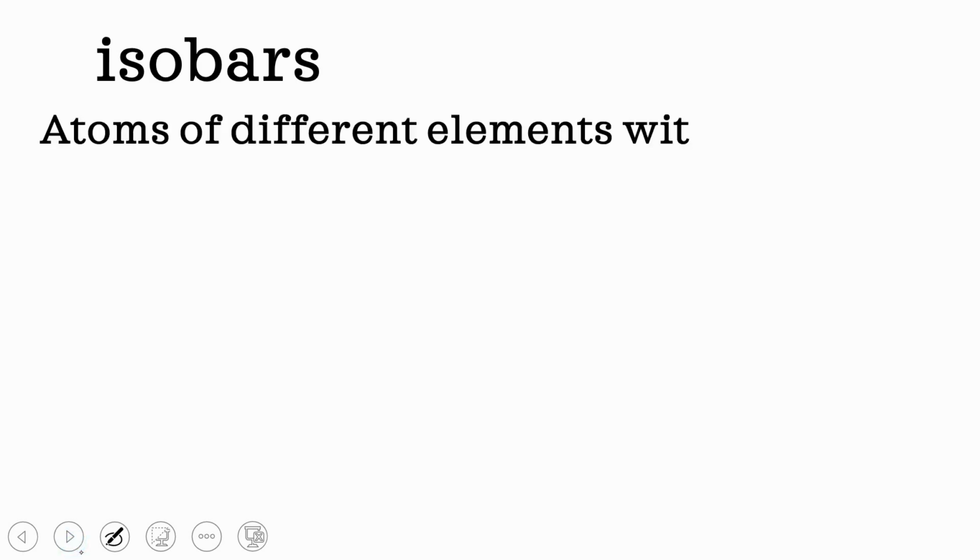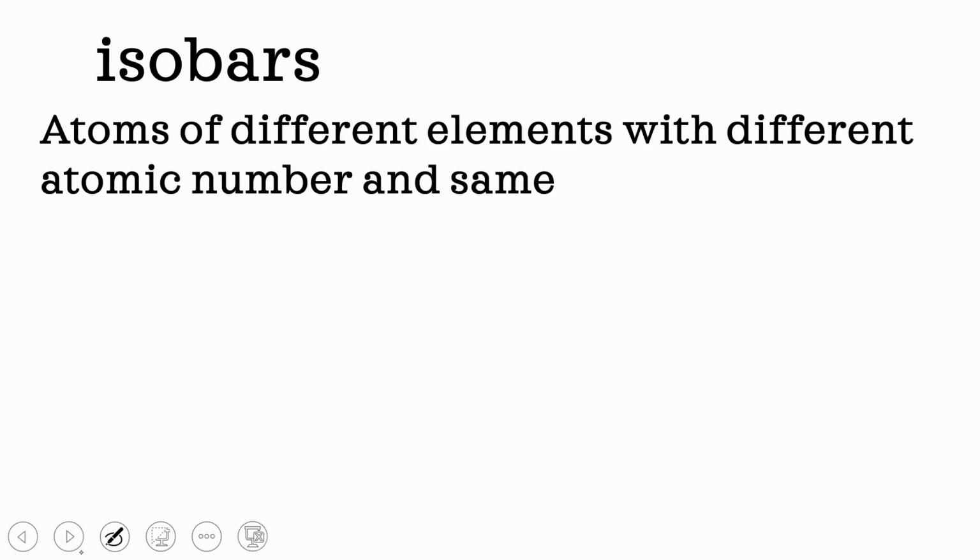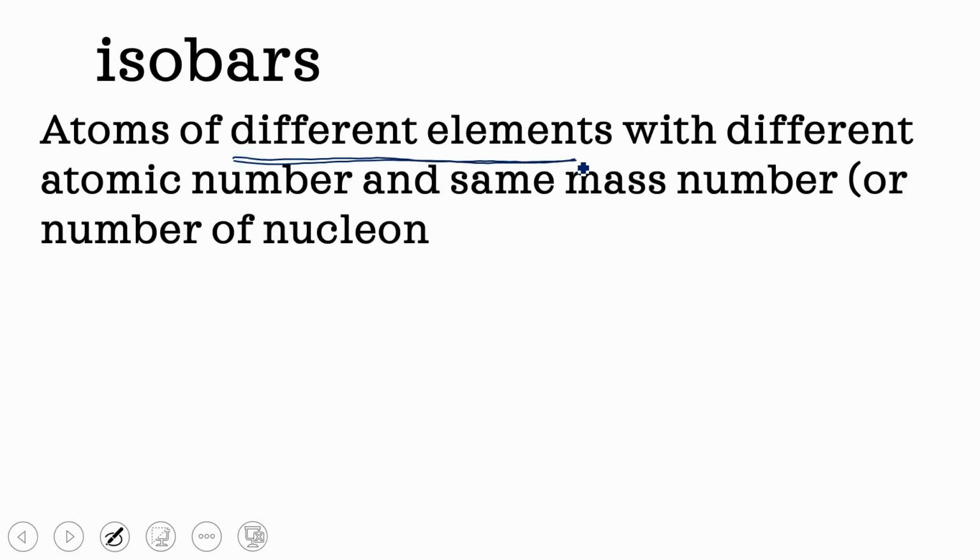That is regarding isotopes. Now let us go to isobars. Isobars are atoms of different elements with the same mass numbers, but they will have different atomic numbers. So one element cannot have its own isobar. Isobar will be of a different element.